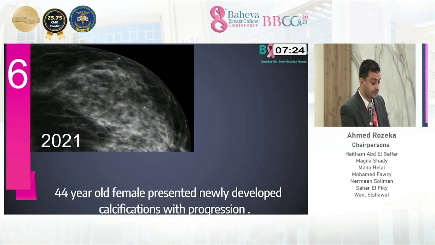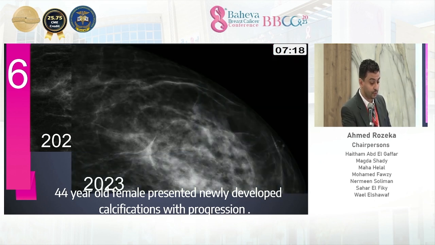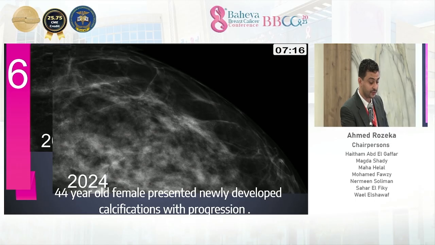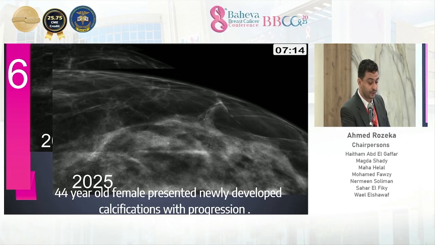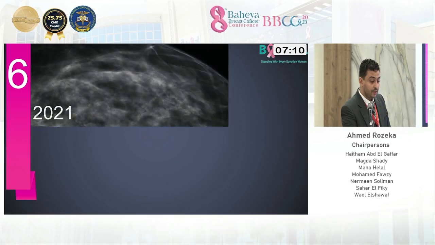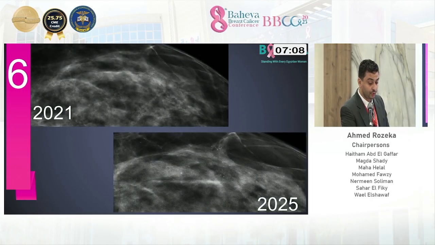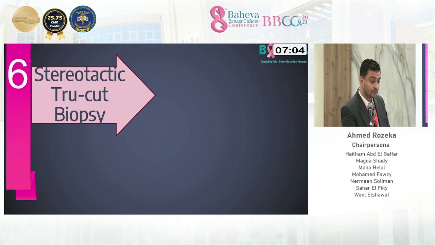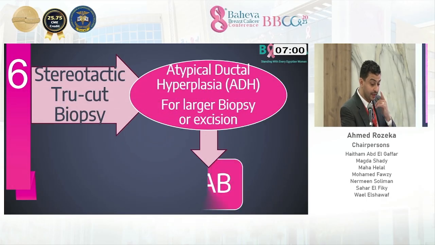Okay, case number 6. This is a 44-year-old female presented with newly developed calcifications that progressed over time. As we can see from 2021, 2023 started to develop the calcifications, 2024, and then 2025. This is the comparison between 2021 and 2025 that actually did newly develop. So we went for stereotactic guided biopsy, and it turned out to be ADH.